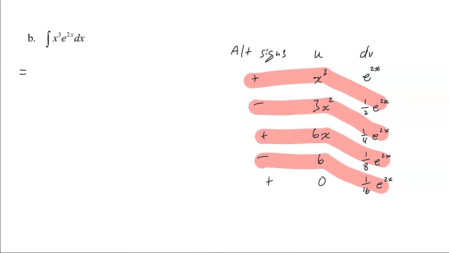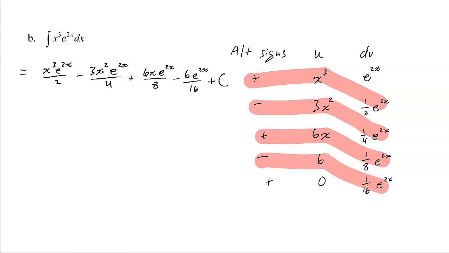Right, I'll have x cubed e to the 2x over 2, and then minus 3x squared e to the 2x over 4, plus 6x e to the 2x over 8, minus 6 e to the 2x over 16 plus c. And that would be fine for an answer.